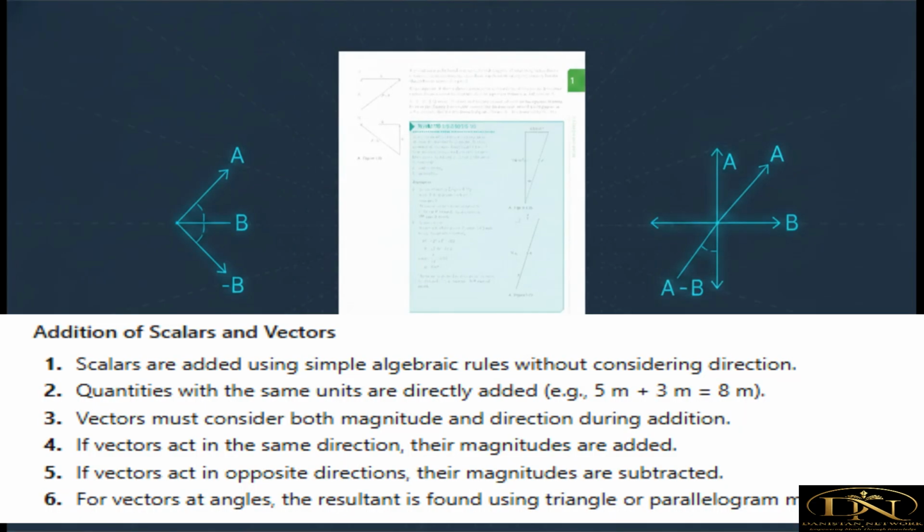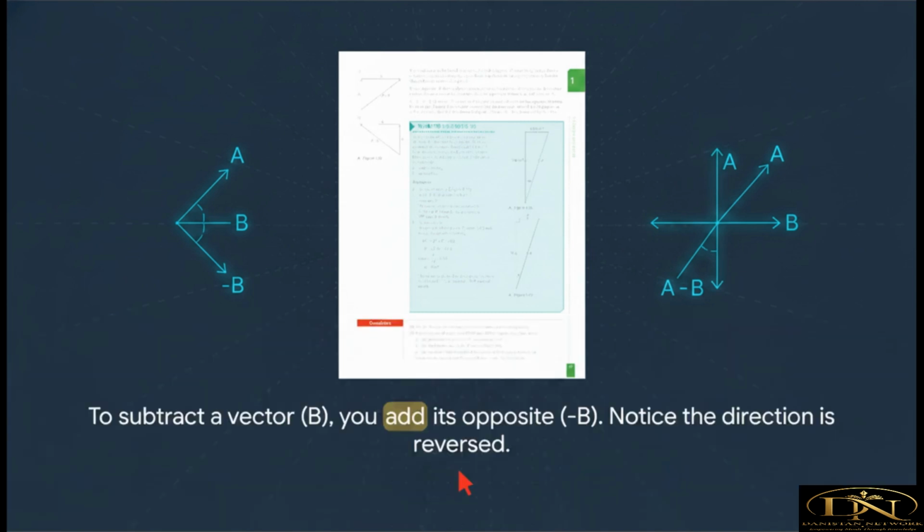And what about subtracting a vector? Well, this is a clever little trick. Instead of actually trying to take it away, you just add its opposite. So to figure out A minus B, you take vector B, you flip it around 180 degrees to get negative B, and then you just add that to A using the same tip-to-tail method. It's really just addition in disguise.